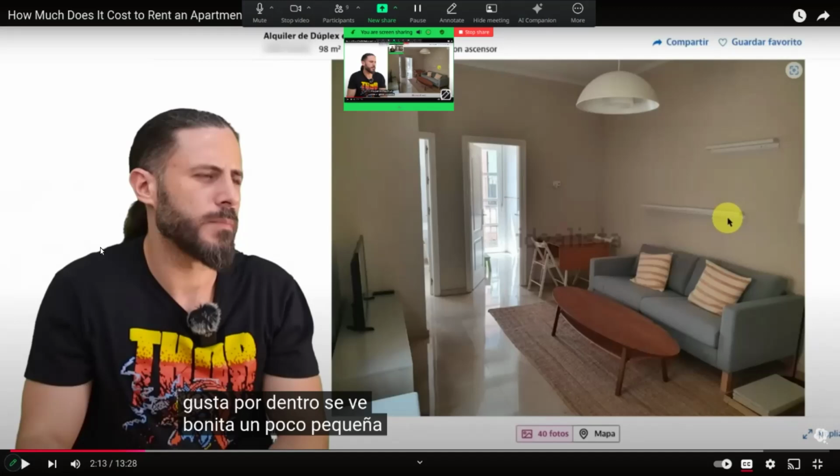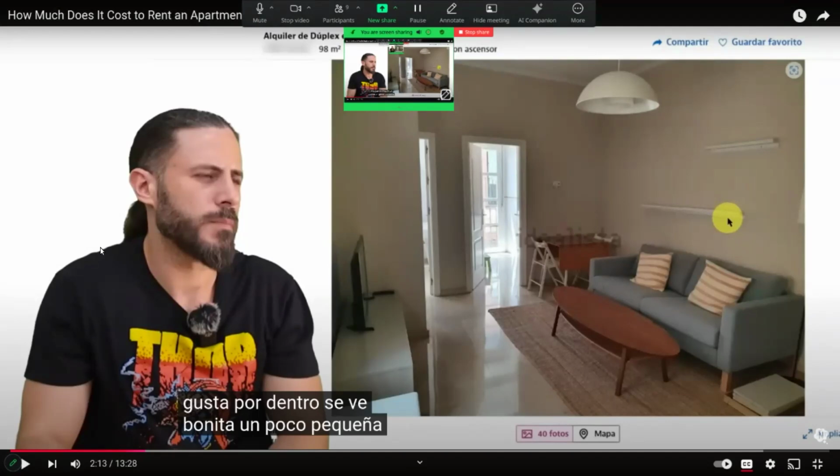Here's another use of ver, but it's different from a ver or vamos a ver. Se ve is reflexive, isn't it? Because it's got that little word se in front of it. But this actually is a phrase that people use a ton in conversation. Se ve bonita. It looks pretty.